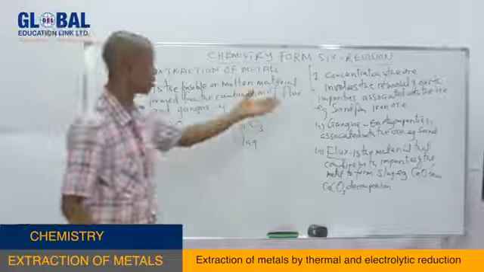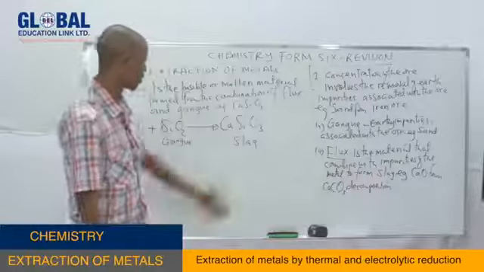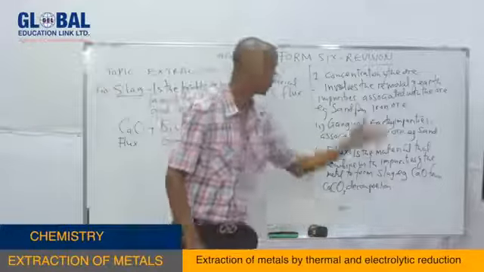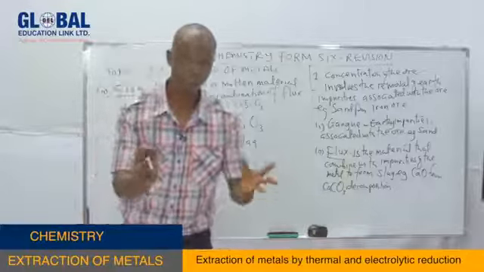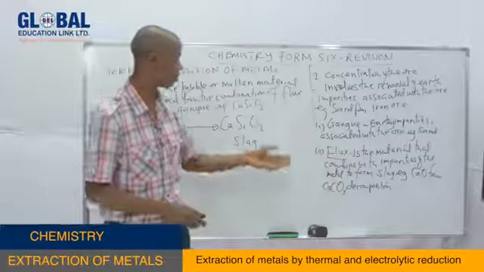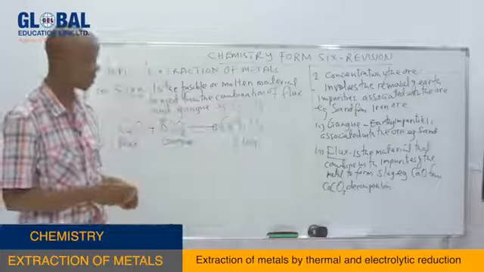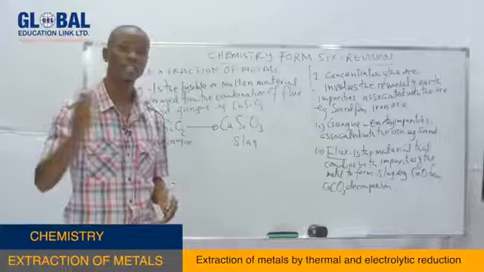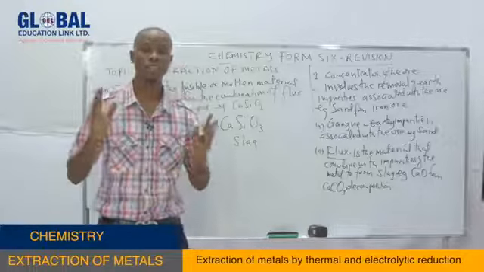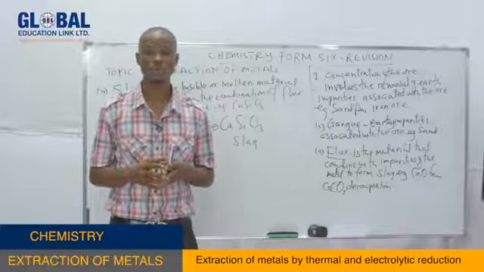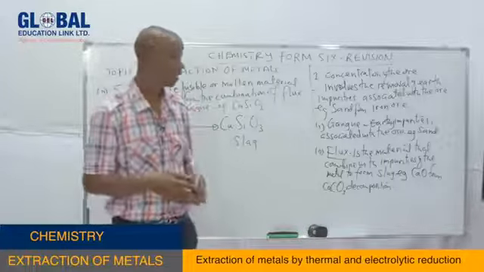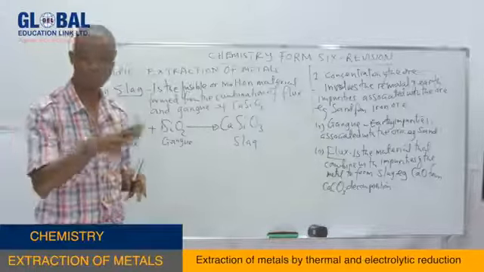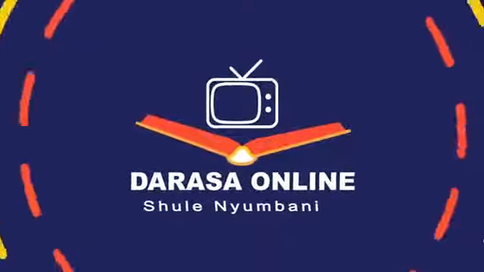So you can see in this step of concentration of the ore, we have these three important things. So the removal of the earth impurities from the ore is the first step that is done when extracting the metal. So these processes are done even in those machinery that are used to extract metals. When you go to Geita Gold Mine, they are just following these ways of getting the metal from the ores. You are watching Darasa Online.